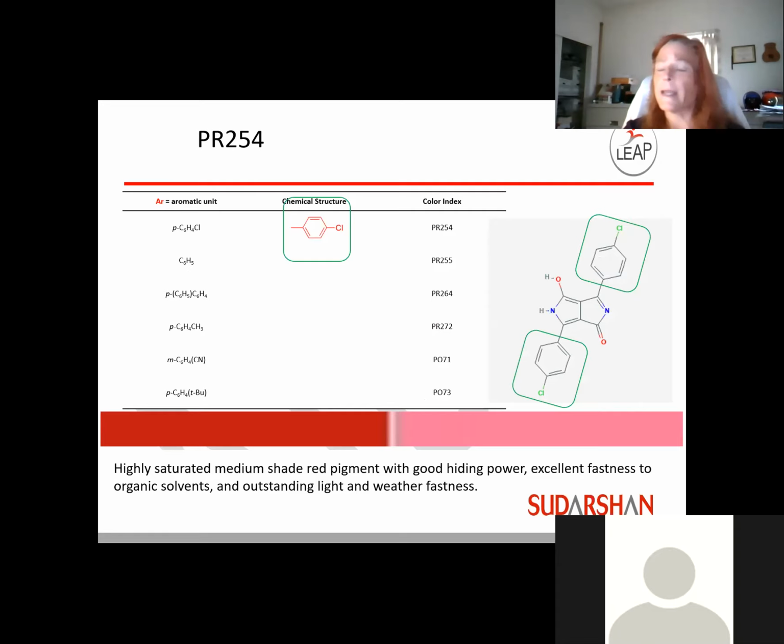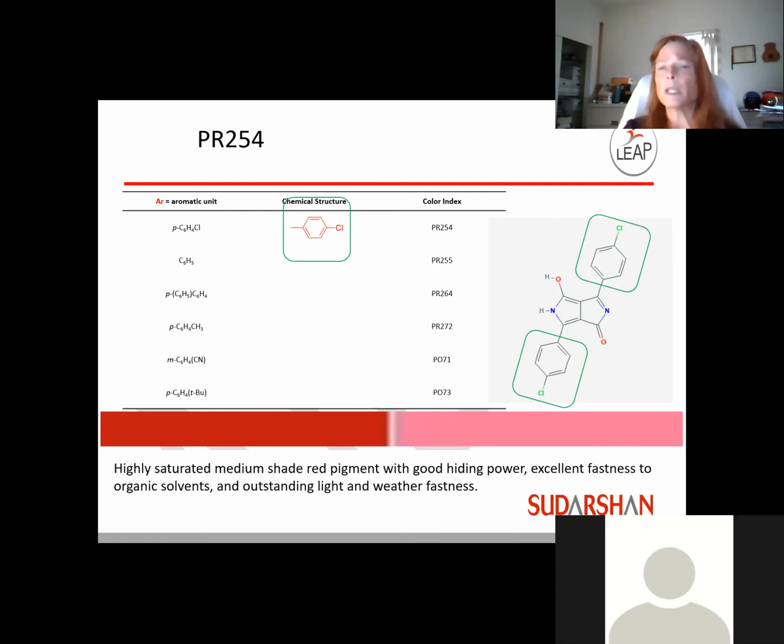We all know and are familiar with the pigment red 254. You can see its aromatic unit that makes it unique and how it attaches onto the polycyclic ring. Here, the red 254 is a highly saturated medium shade red pigment. It has good hiding power, excellent fastness to organic solvents, and outstanding light and weather resistance.